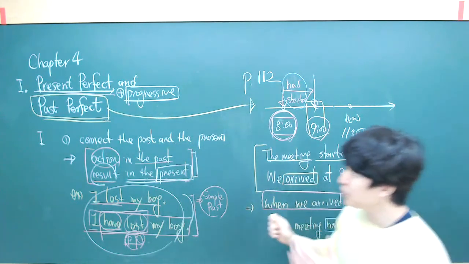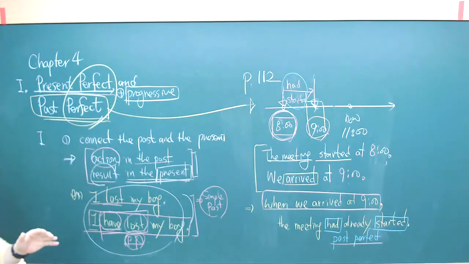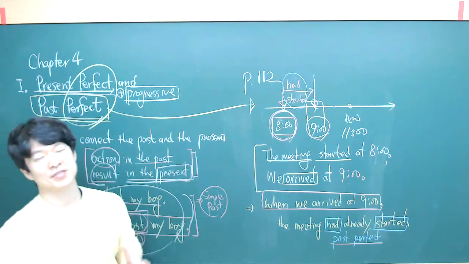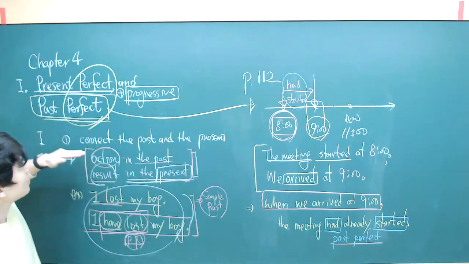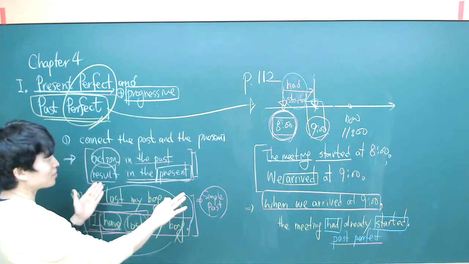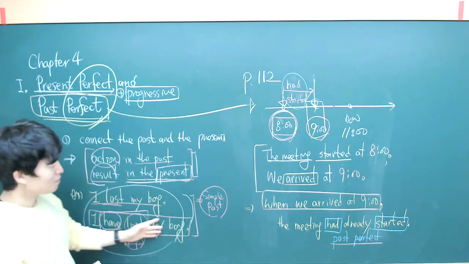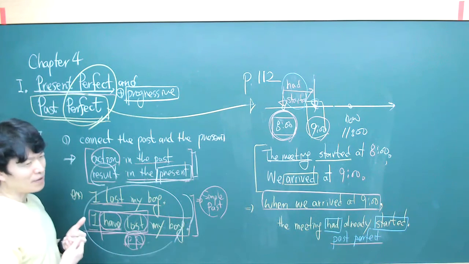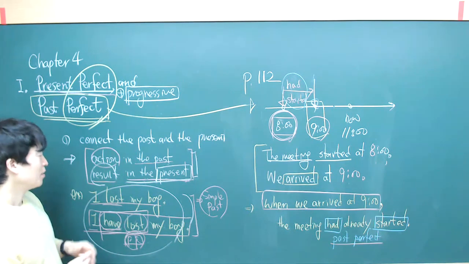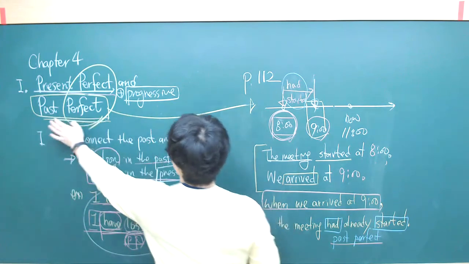Okay, let's review the main concept. Perfect tenses, compared to simple tenses, allow us to use a more advanced concept of time. Something happened in the past and the effect of it affects the present. You can use present perfect. I've lost my bag, which means I don't have my bag. I cannot find my bag yet. That is present perfect.